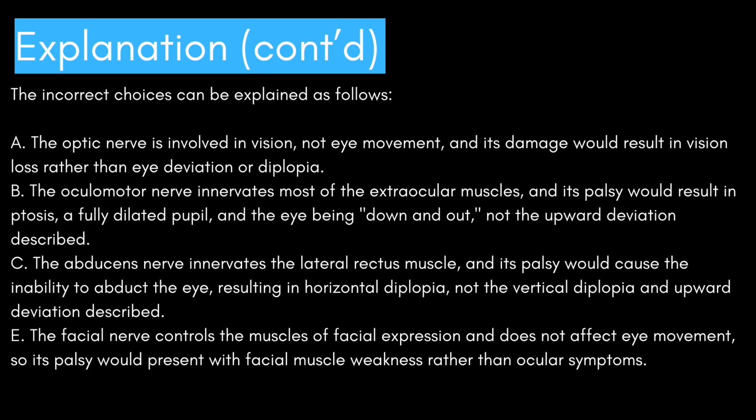C. The abducens nerve innervates the lateral rectus muscle, and its palsy would cause the inability to abduct the eye, resulting in horizontal diplopia, not the vertical diplopia and upward deviation described. E. The facial nerve controls the muscles of facial expression and does not affect eye movement, so its palsy would present with facial muscle weakness rather than ocular symptoms.